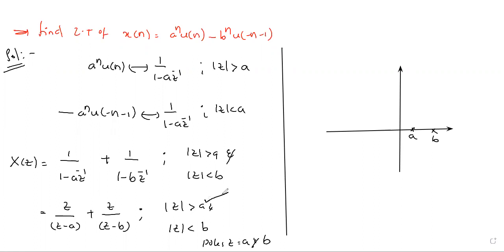First ROC, what is ROC? Mod z greater than a. So with radius as a, first draw a circle with radius as a. Next, mod z less than b. So next draw a circle with radius as b. Now represent mod z greater than a. Greater than a means outside the circle, right? Greater than a, outside of this inner circle.